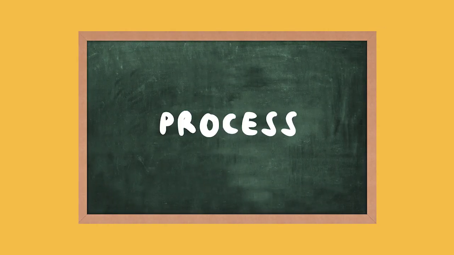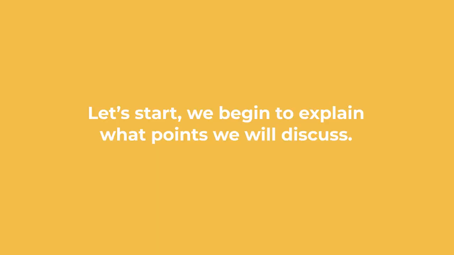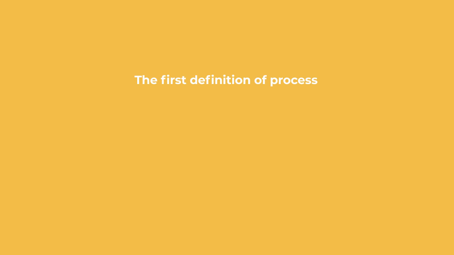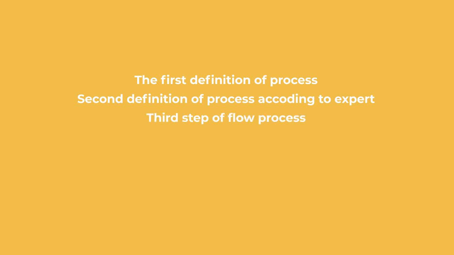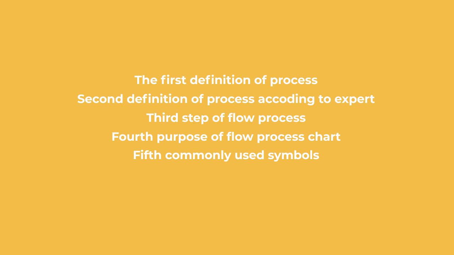Today, I'm going to explain how to describe a process. Let's start. We begin by explaining what points we will discuss. The first, definition of process. Second, definition of process according to experts. Third, steps of flow process. Fourth, purpose of flow process chart. Fifth, commonly used symbols. Sixth, example of flow process chart.